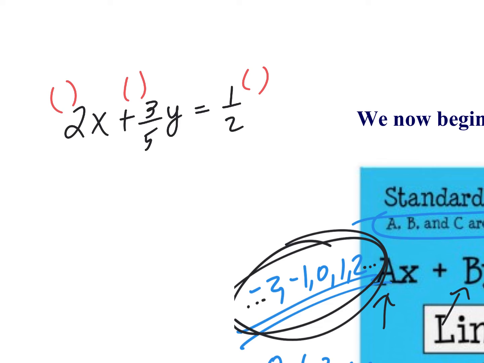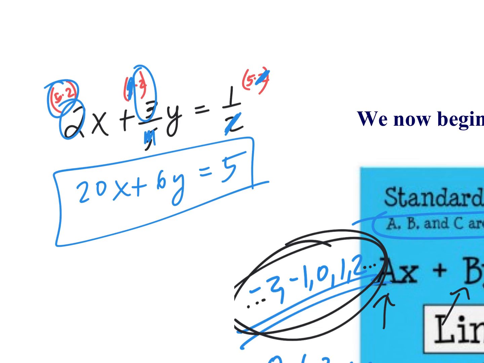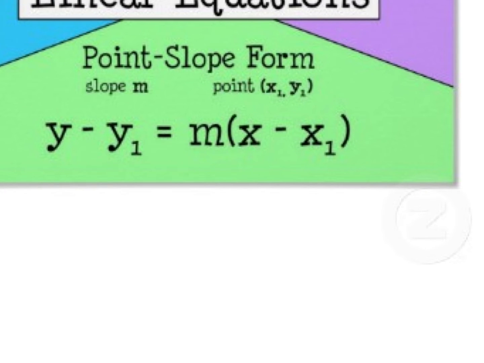Okay, Michael. Multiply by 10. Yes, but I'm going to choose 5 times 2. Because 5 times 2 is 10, but if you can factor it, you should, right? And watch how slick this is. Cancels, cancels, cancels, cancels. 5 times 2 is 10, times 2 is 20. 20x plus 3 times 2 is 6y equals 5. And now it's in standard form. That make sense?